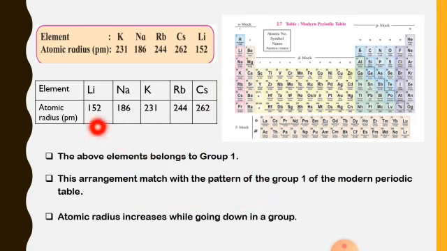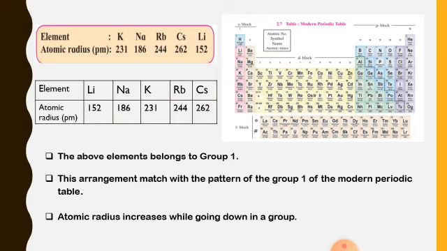यहाँ पे देखोगे लिथियम का कितना है 152, देन Na का कितना है 186. सो एटॉमिक रेडियस जो है वो इंक्रीज हो रहा है while going down in a group. But here you can see, what is our last example? When we go from left to right, what happened? Atomic radius decreases. But in a group, what happened? It increases.